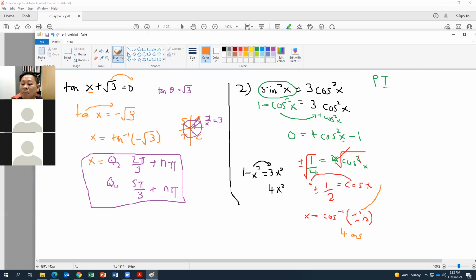Can someone tell me what angle for cosine is 1/2? Half. Unit circle, people. What gives us 1/2 for cosine? 30, 45, or 60 degrees? Anyone? Unit circles? 1/2. Hello?